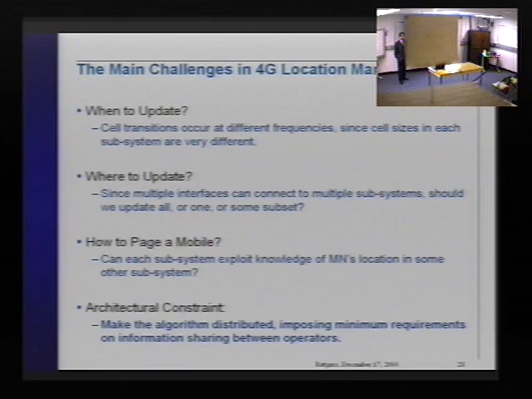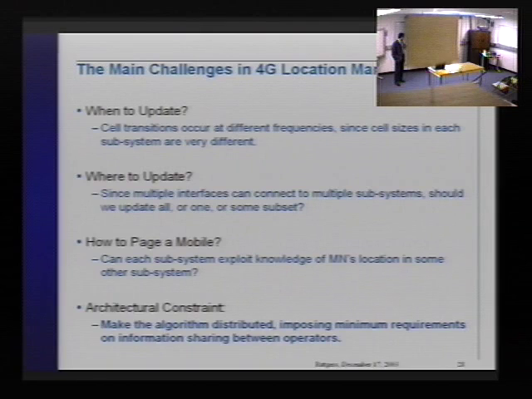The wireless LAN has a much smaller radius than a 3G cell. So where to update? Now, multiple interfaces can connect to multiple subsystems at the same time. There the question is, where do we send an update? Suppose we decide that I need to update my location. Do I send it to all of these subsystems? Do I send it to only one? Which one? How do we page a mobile?